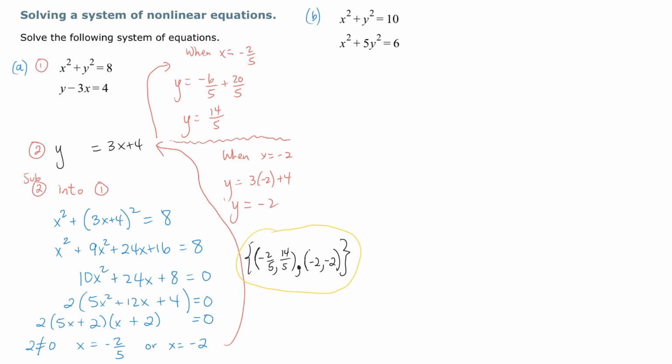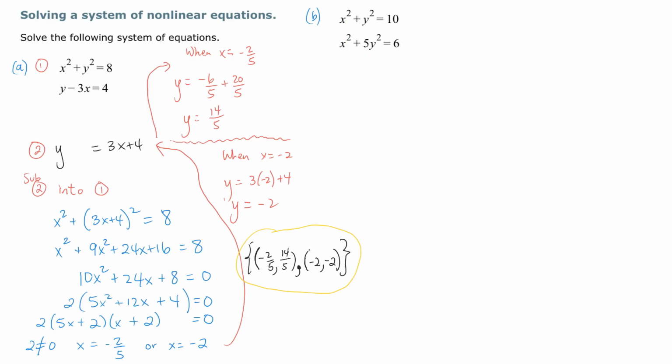Now, for example B, both equations are nonlinear. And you can see they're both nonlinear because there's actually a square, or an exponent of 2, on your variables. So both of these are nonlinear equations. But the first column has a like term and the second column has a like term, which tells us we should actually use the addition method.